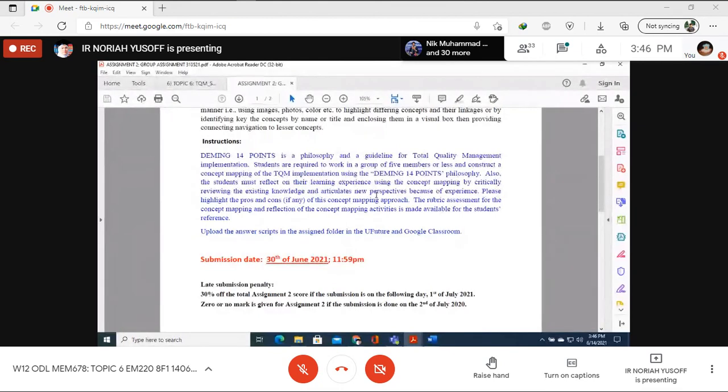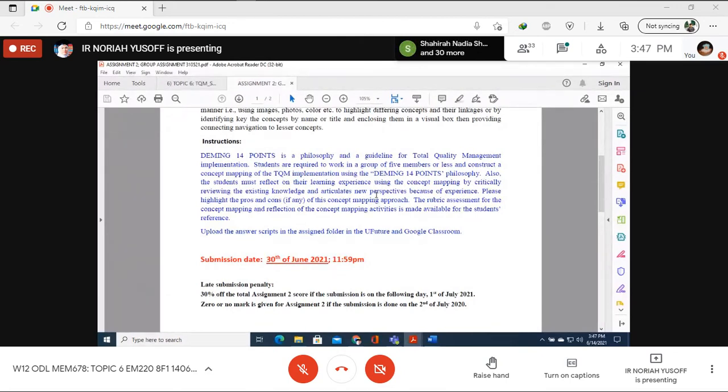So Deming 14 points is a philosophy and the guidelines for the TQM. So students are required to work in a group of 5 members or less and construct a concept mapping of the TQM implementation using the Deming 14 points. So the core, the heart will be the TQM implementation. The how-to will be using the Deming philosophy. Do you understand, guys? The core will be the TQM implementation. The how will be the Deming 14 points.